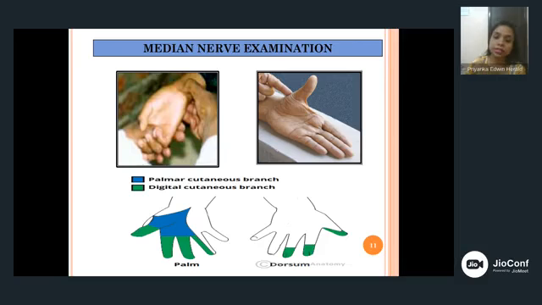And for the sensation, we check again with the tip of a ball pen. As you can see in the picture, the median nerve supplies the median three and a half fingers, and there we can check the sensation of the median nerve.